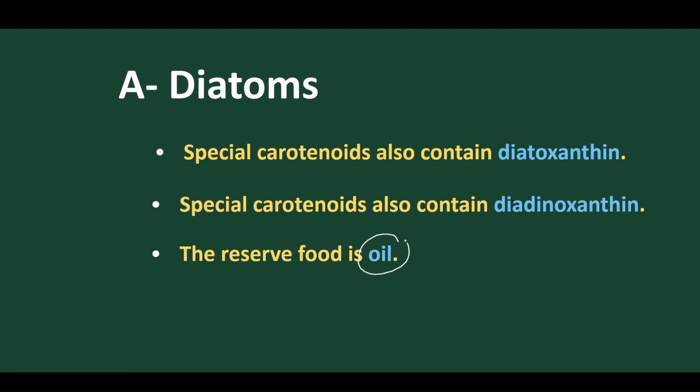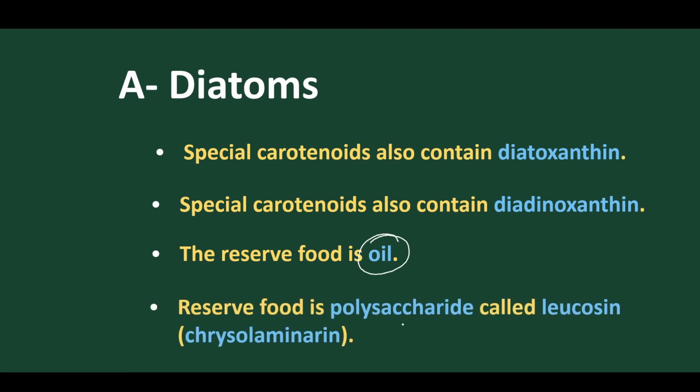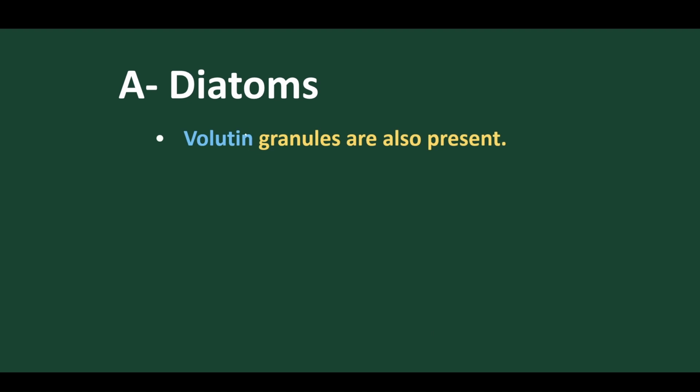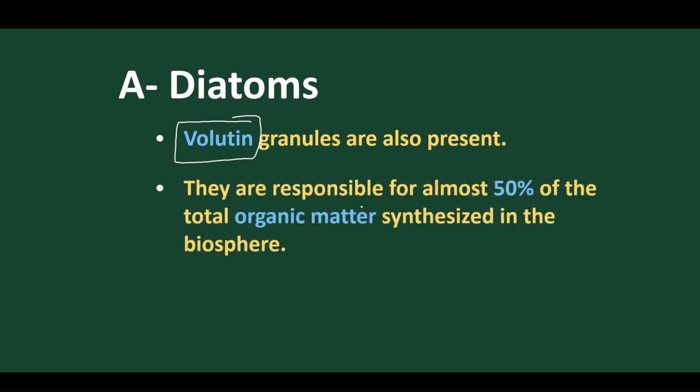The reserve food material is oil, yes, and also starch. And the carbohydrate is present in the form of a polysaccharide called leucosin or chrysolaminarin. Very important. In addition to oil, they also contain polysaccharides, and the polysaccharide present in diatoms is called leucosin or chrysolaminarin. So we should remember this particular point. It is very important from the NEET exam point of view. And sometimes phosphate granules or volutin granules are present, but only in trace amounts.